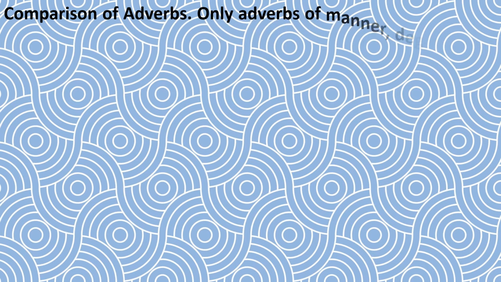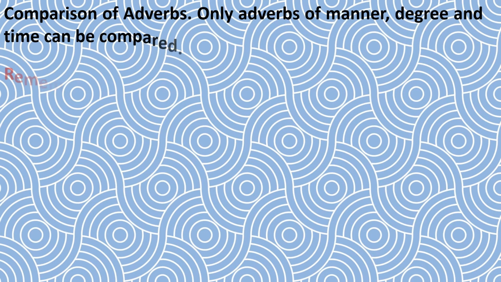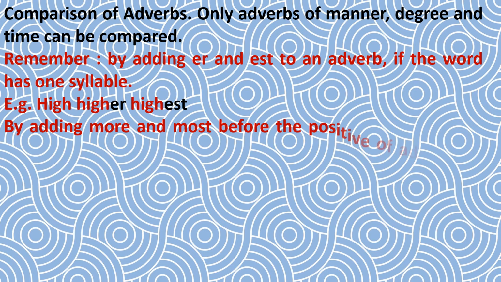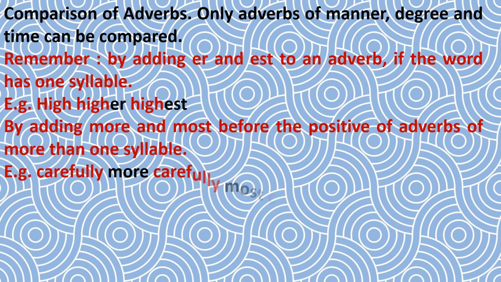Comparison of adverbs, children. Only adverbs of manner, degree and time can be compared. Remember that thing. Remember, by adding er and est to an adverb, if the word has one syllable, I have put a video about the syllable, children, how you can identify whether the word has one syllable or more than one syllable. So remember, whenever there is one syllable, you add er and est after the word. For example, high. High is a word with one syllable. So we are using high, higher and highest.